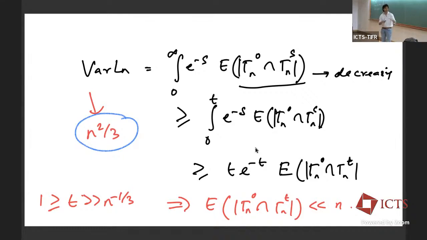I don't want you to look at this too closely, but the basic upshot is there's a very remarkable formula connecting the variance to the overlap, which already gives you low overlap for large times.